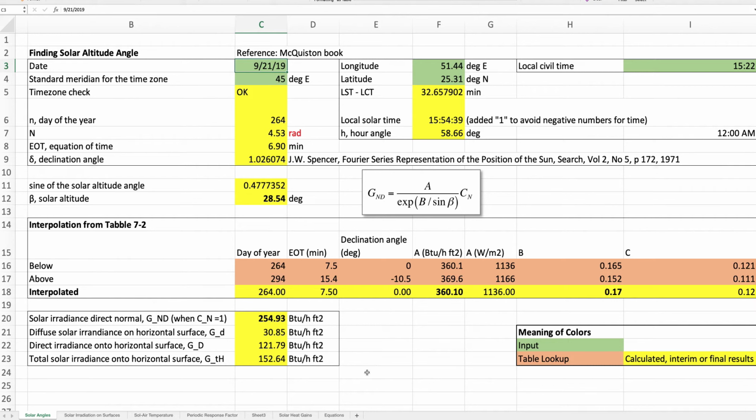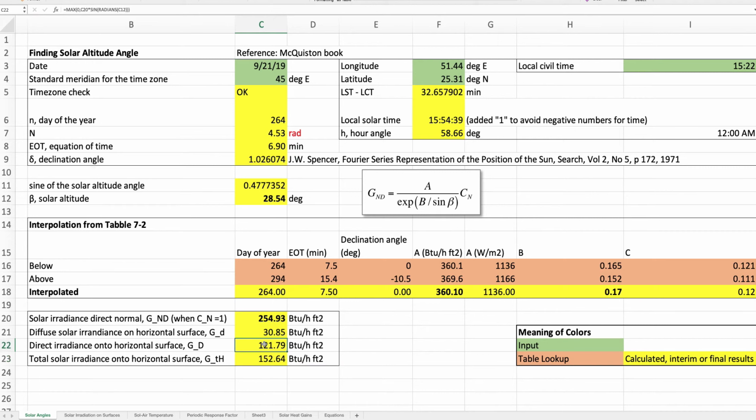I'm going to begin from the final result of the calculation. But before I do that, I'm going to show you the color coding scheme of this spreadsheet. Green is for input, brown is for table lookup, and yellow is for calculation, where you have a formula in the cell. So here, the total solar irradiance onto a horizontal surface is a function of diffuse and direct irradiance onto the surface.